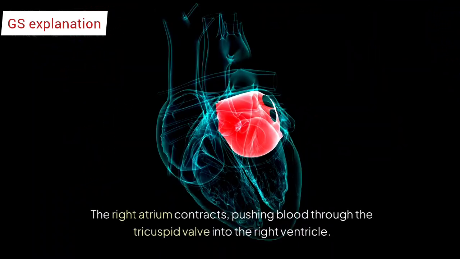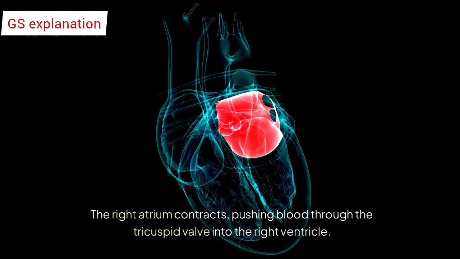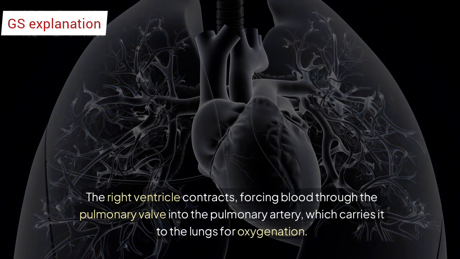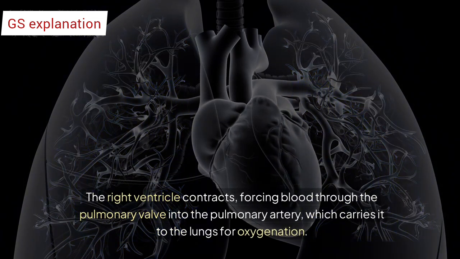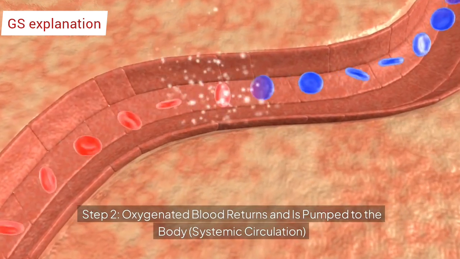The right atrium contracts, pushing blood through the tricuspid valve into the right ventricle. The right ventricle contracts, forcing blood through the pulmonary valve into the pulmonary artery, which carries it to the lungs for oxygenation. Step 2. Oxygenated blood returns and is pumped to the body.